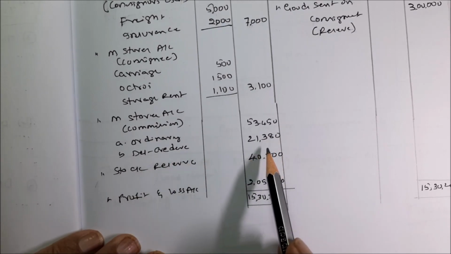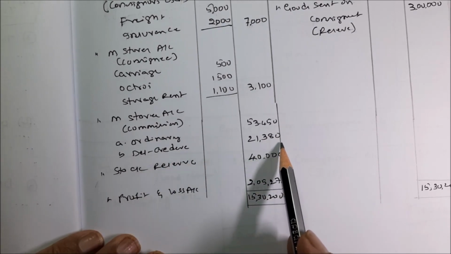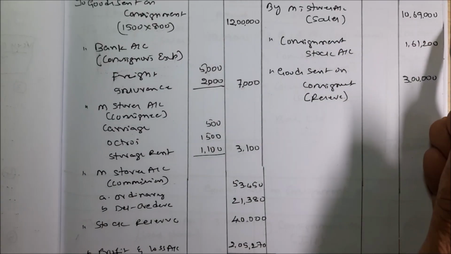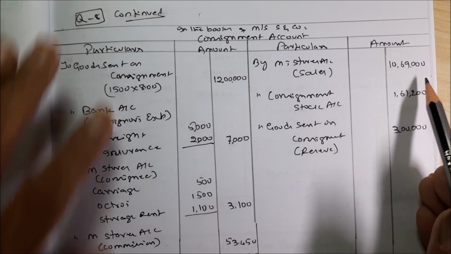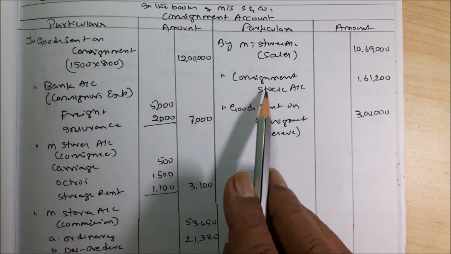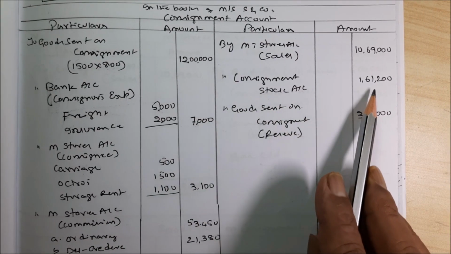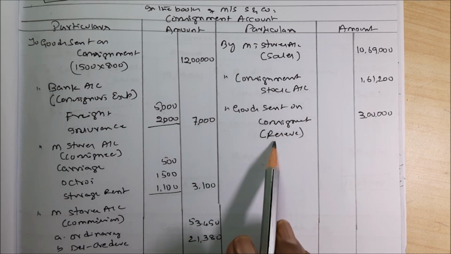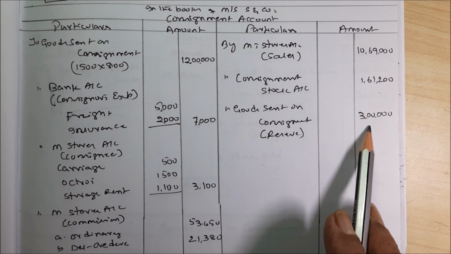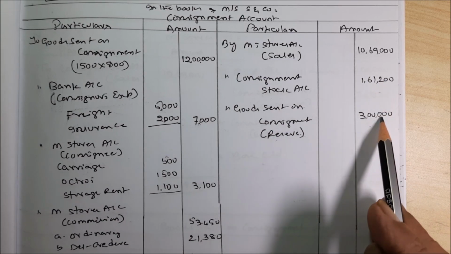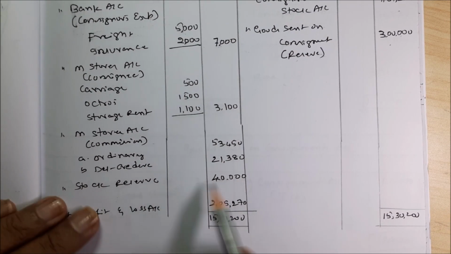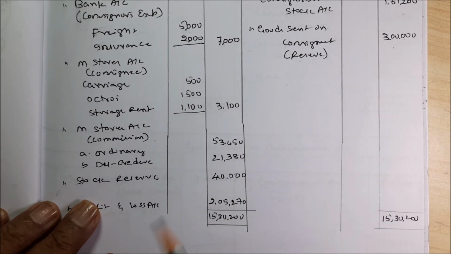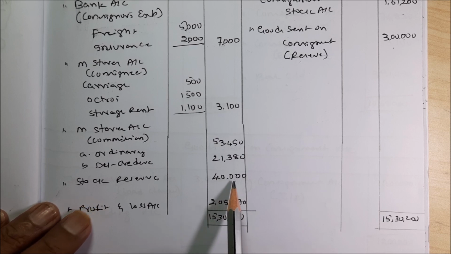Del credere is how much actually? 21,380. Then by M Stores sales is 10 lakh 69,000, we have already shown. By consignment stock account, that is 1,61,200, we have calculated. Goods sent on consignment, that is the reserve, we have calculated 3 lakh. Likewise, this 3 lakh includes the stock reserve of 40,000. I have shown you, very simple: 3 lakh into 200 divided by 1,500, then you will get 40,000.